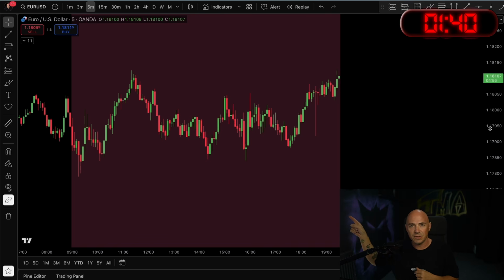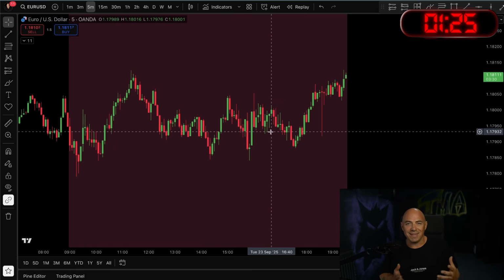Now tell me if this looks familiar to you. Have you ever been stuck in a trade and price is just consolidating nonstop all day long? This right here is Euro USD on the 5-minute time frame today. No clear price action, so how would you trade something like this? But how do you know that the price is going to consolidate all day?